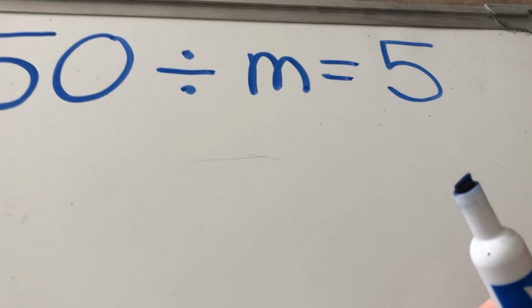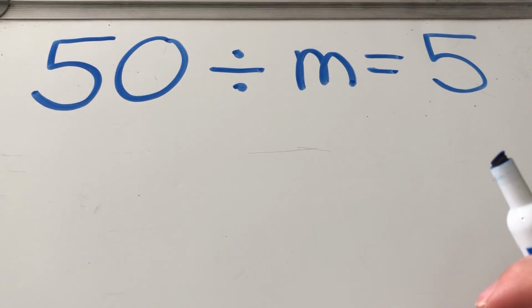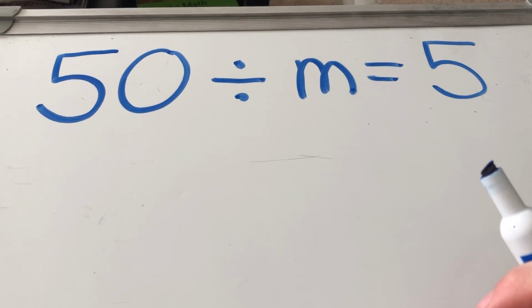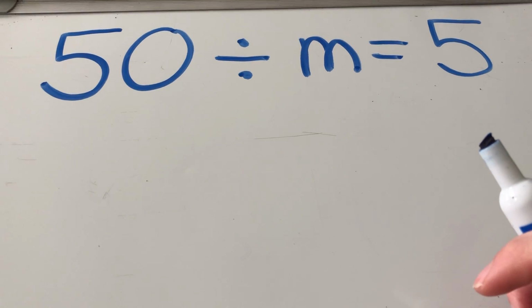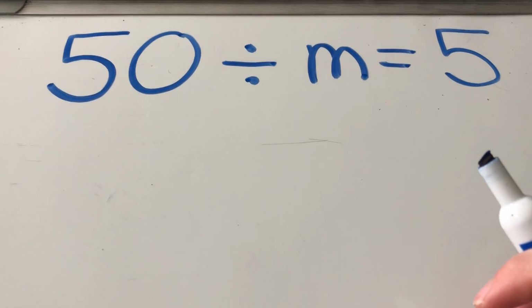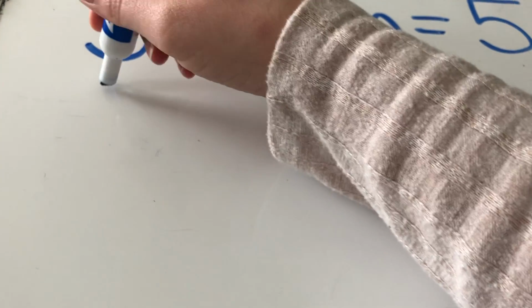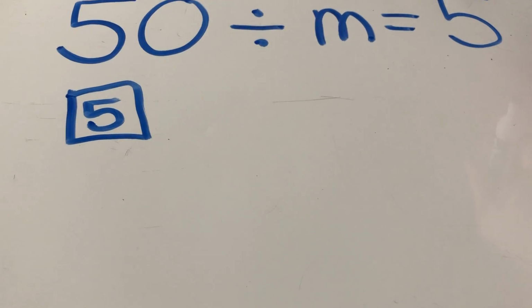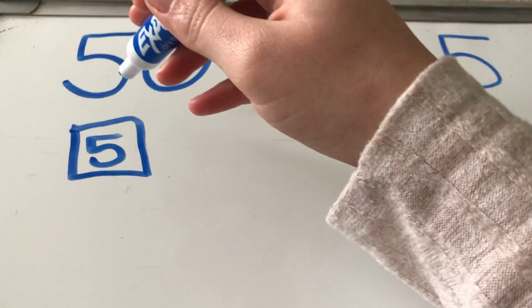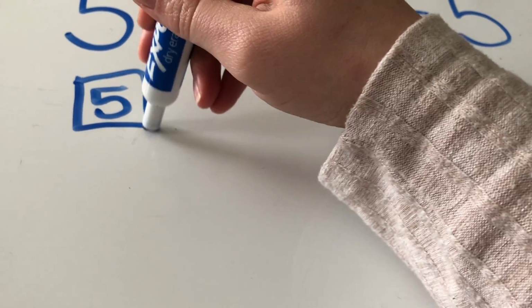All right, let's see. So I know, okay, 50 divided by blank groups gives us 5. So what I can do is I could solve it like this. I could just keep adding groups of 5 until I get to 50, right? Because 50 is where we start with.